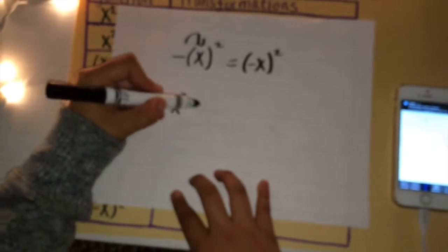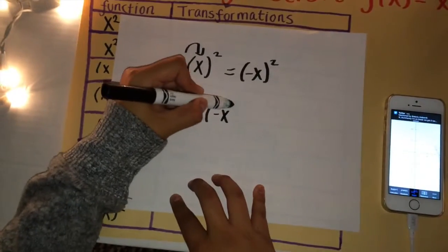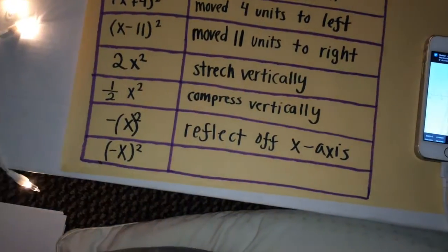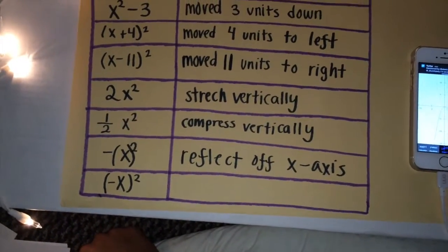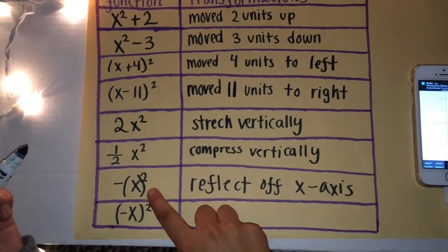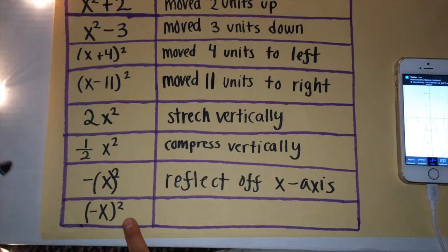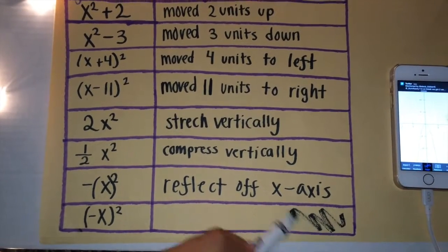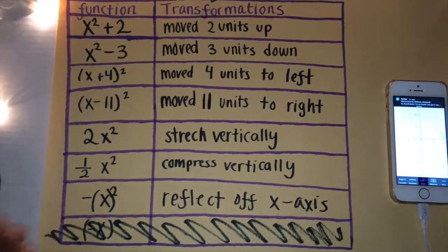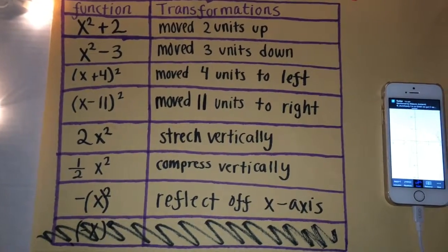When we first add a negative to the variable of a parent function, the transformation should be a reflection over the y-axis. In this case, this doesn't apply because, as we saw before, negative x squared is the same as negative x squared. Therefore, the parent function x squared cannot be reflected off the y-axis.